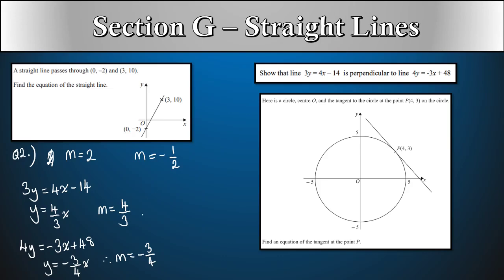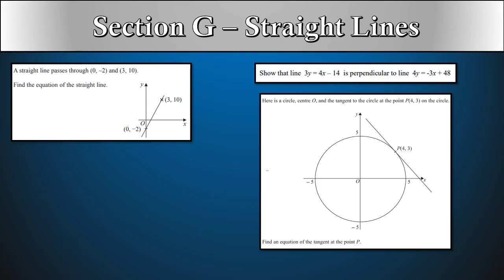And then in that case, m is minus 3 over 4. So if we take this m value, what would be the reciprocal of this? Well, that would be 3 over 4. And then if we times it by minus 1, we should get this, which is exactly what we get. 3 over 4 times minus 1 is equal to minus 3 over 4. Therefore, the lines are perpendicular. That's all we need to show there. Nice and easy. So that's that question done.